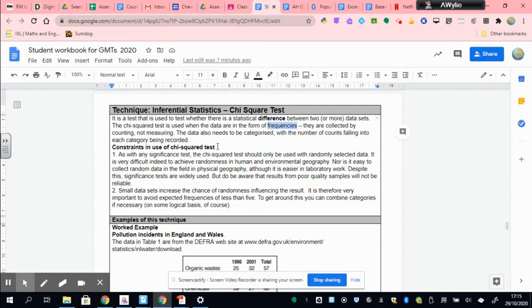Okay, and they've got to be done by counting. Those are raw numbers, so how many boys? 10. How many girls? 12, rather than any kind of measurement. Okay.